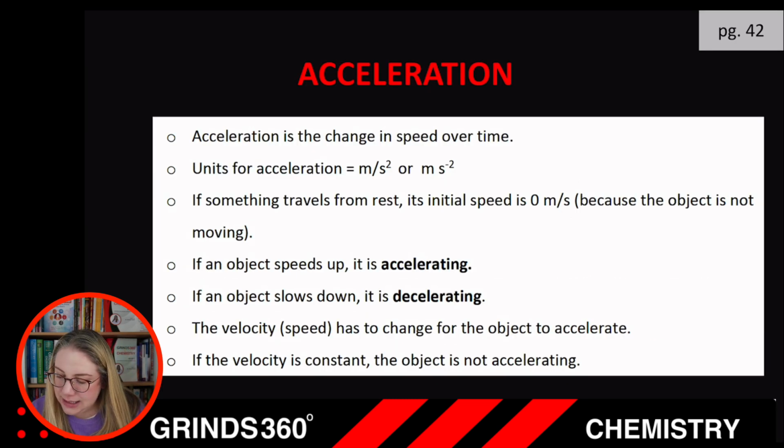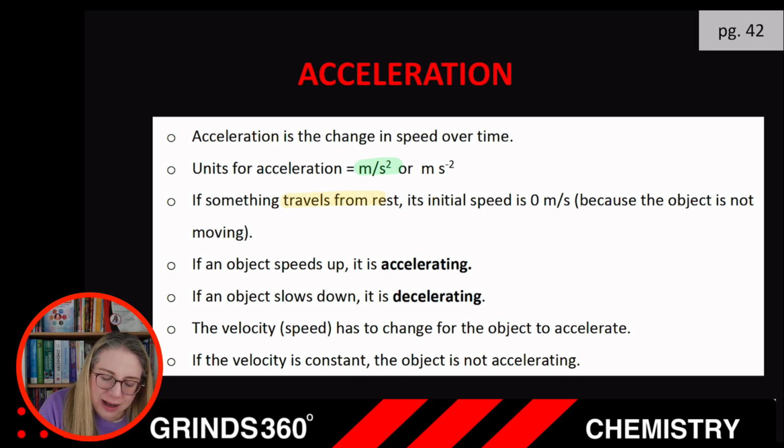Next, now let's talk about acceleration. This is the nasty one. This is on page 42 of your notes. Acceleration is the change in speed over time, and the units for acceleration are meters per second squared. This bit is important here, so I need you to highlight this bit in the notes.